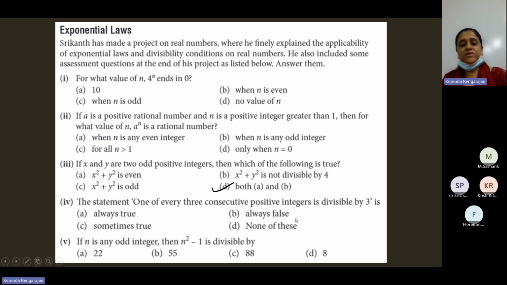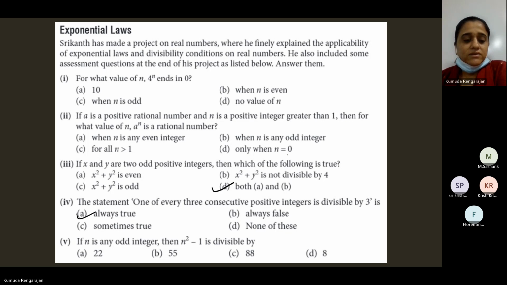One out of every 3 consecutive positive integers is divisible by 3. Always true. Yes, it's always true, because if you take any 3 consecutive numbers, one of them will always be divisible by 3.